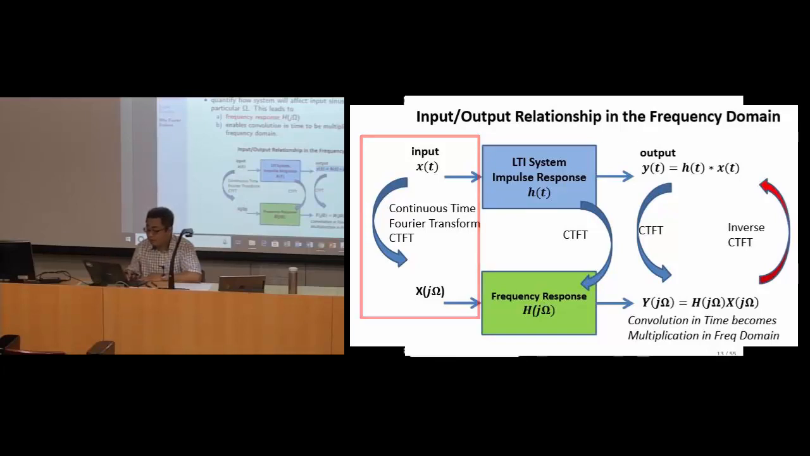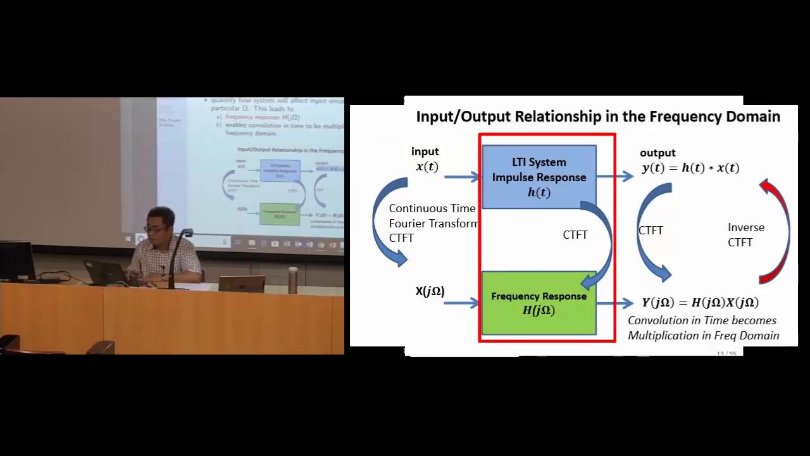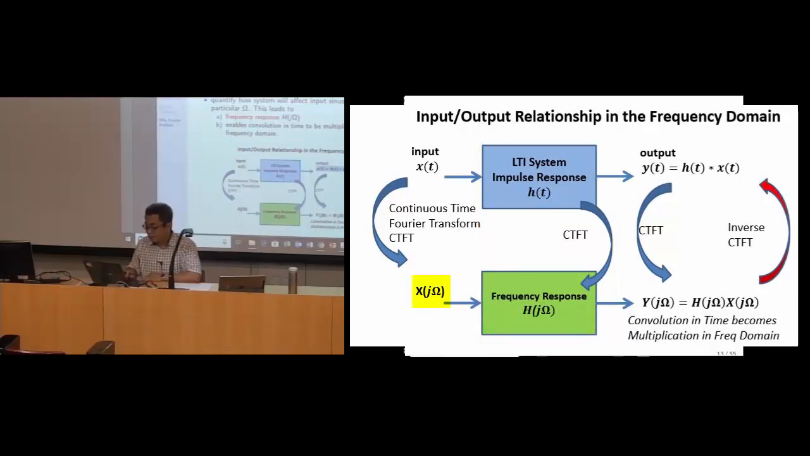We also similarly take the Fourier transform of the impulse response, h of t, which becomes H(jω). With these two, one representing the input in the frequency domain and one representing the impulse response in the frequency domain, when we multiply them together, we get the output Y(jω) in the frequency domain. If we prefer things in the time domain, we simply perform the inverse continuous time Fourier transform, which is what the synthesis equation does. And then we get it in time.